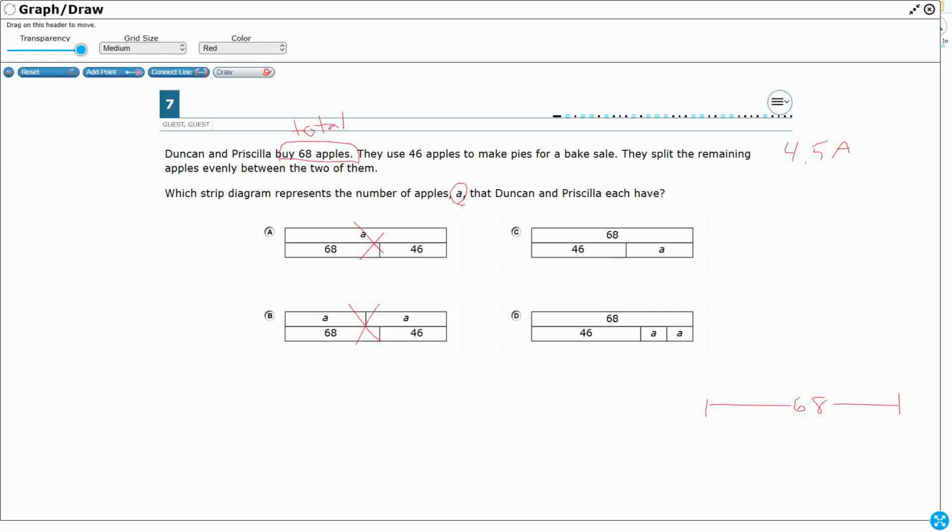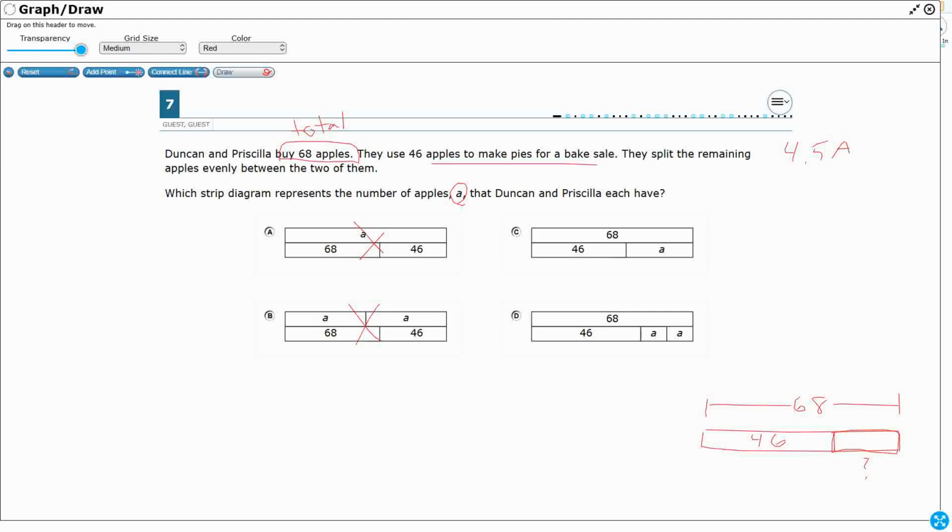Then we use 46. So I draw, this is going to be a strip diagram here. I'm just going to draw right here, 46. So they use 46 to make pies for the bake sale. So we've done that. And then they split the remaining apples evenly. So here's our remaining apples right there.